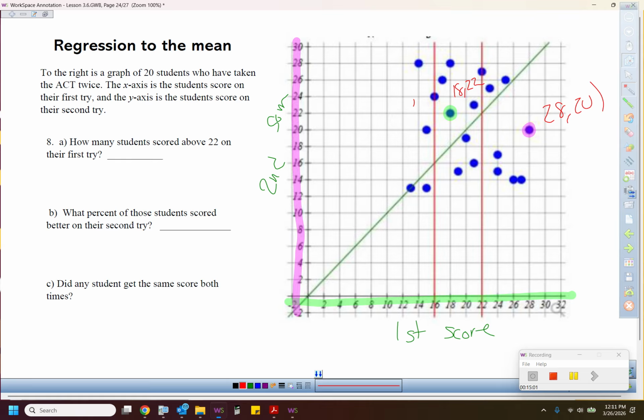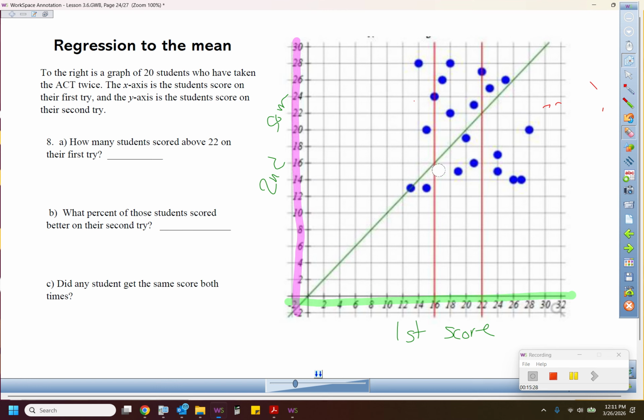Better. And here's a crazy one. What about this one right here? That's 13, 13. What did they get the first time? 13. What did they get the second time? How did they do? Better, worse, or the same? See, it's on the line y equals x, right? So that means the first time equals the second time. So now that we understand how that's read, check this out.